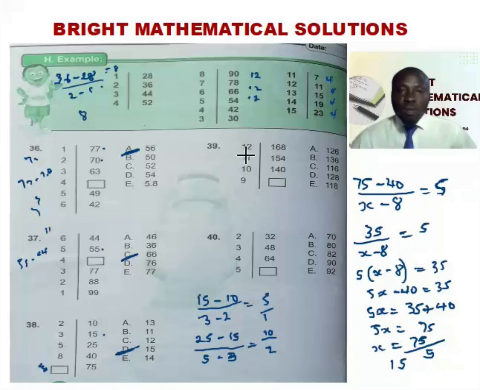Let's look at the next one. So this follows a simple arithmetic series. The difference between this is 1. So 168 minus 154, that gives us 14. 154 minus 140 gives us 14. So subtract 14 from 140. So that gives us 126, and that is A.